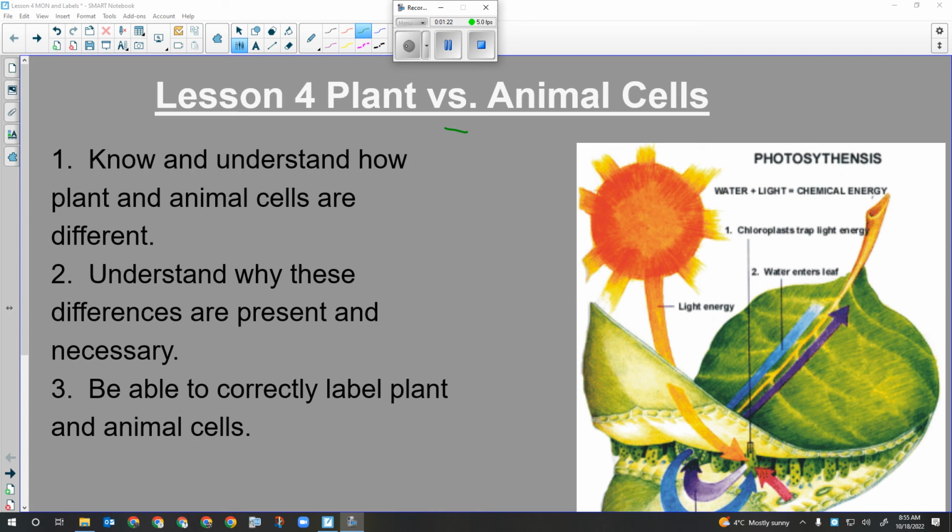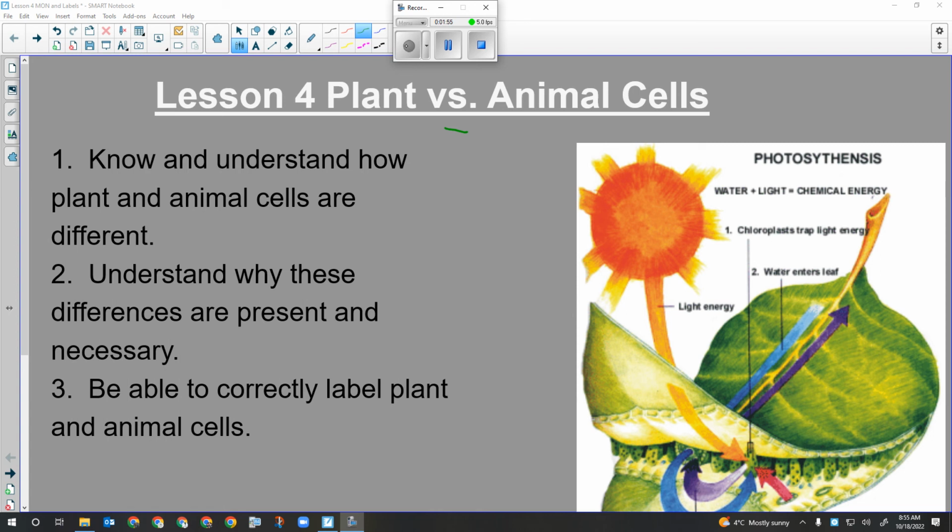All right, so for today, we need to know and understand how plant and animal cells are different, because we've talked about how they're kind of the same. Okay, we need to understand why these differences are present and necessary. And we need to be able to correctly label plant and animal cells. What would be the key difference, do you think, between how a plant lives and how an animal lives? Yep. One is photosynthetic and the other is not.